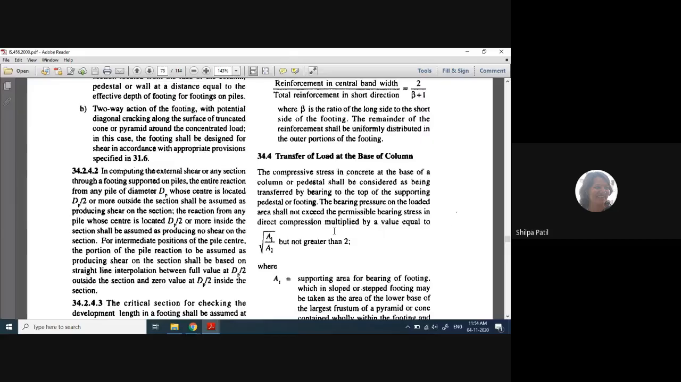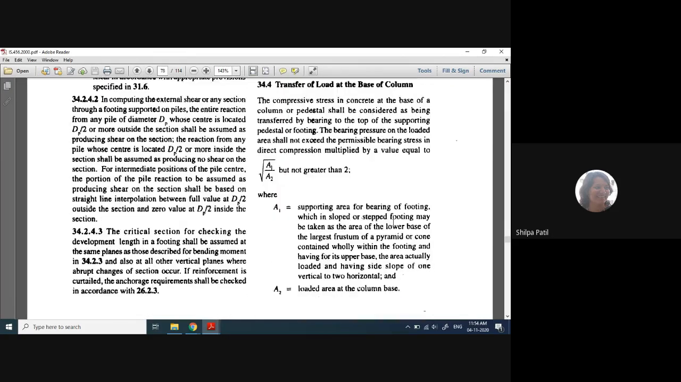The bearing pressure on the loaded area shall not exceed the permissible bearing stress in direct compression multiplied by a value equal to under root A1 by A2, and this value should not be greater than 2. What is A1? A1 is the supporting area for bearing of footing, which is sloped or stepped footing, may be taken as the area of lower base of the largest frustum of a pyramid. In short, A1 is the area of the footing.